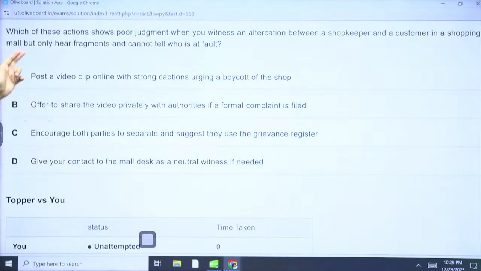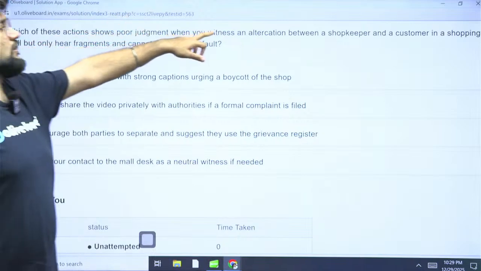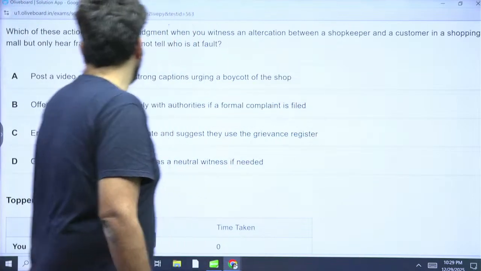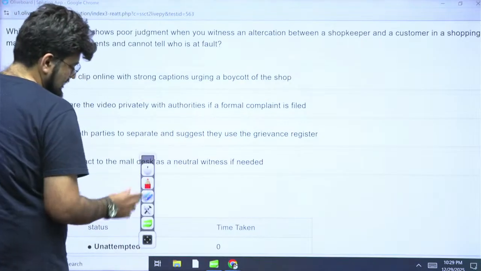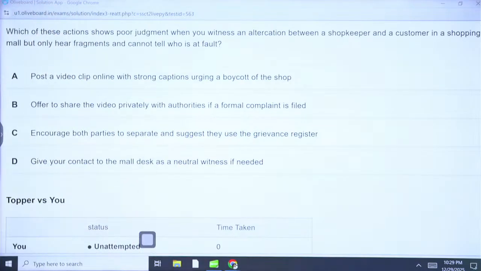Okay. So poor judgment when you witness an altercation between a shopkeeper and a customer in a shopping mall, but only hear fragments and cannot tell who is at fault. Okay. Post a video clip online without strong captions urging a boycott of the shop. Offer to share the video privately with authorities if a formal complaint is filed. Encourage both parties to separate and suggest they use grievance register. This is a positive thing. You can't do this. And give your contact to the mall desk as a neutral witness.